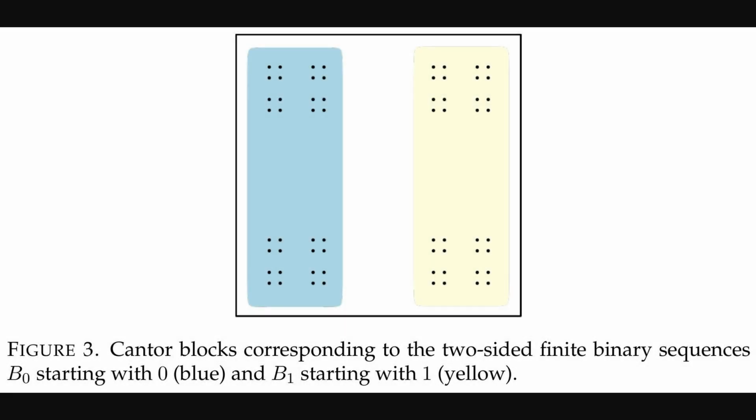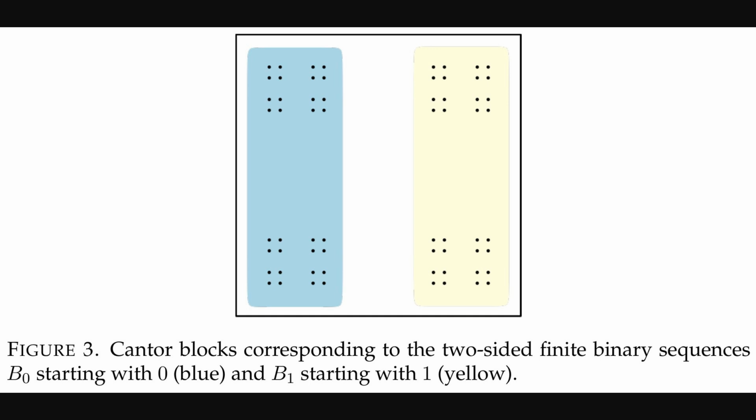So to translate that abstract, step-by-step process into a physical system, the authors represent the Turing machine's tape geometrically. This figure shows what they call Cantor blocks. The blue block represents all possible finite binary sequences starting with a 0, and the yellow block represents those starting with a 1. The next crucial step is showing that the Turing machine's rules can be performed by physically transforming these blocks. These transformations, called block diffeomorphisms, can then be generated by an Euler flow, which is the motion of a perfect, frictionless fluid.